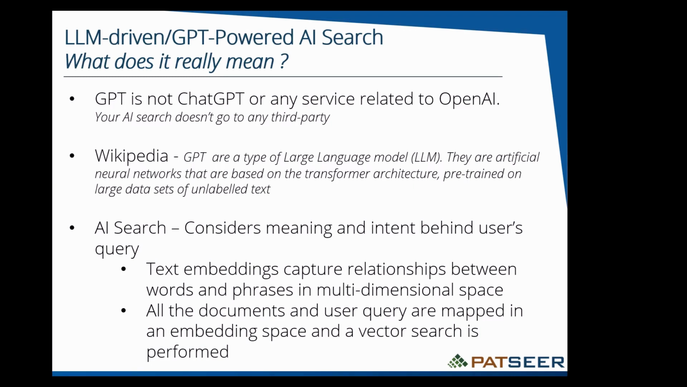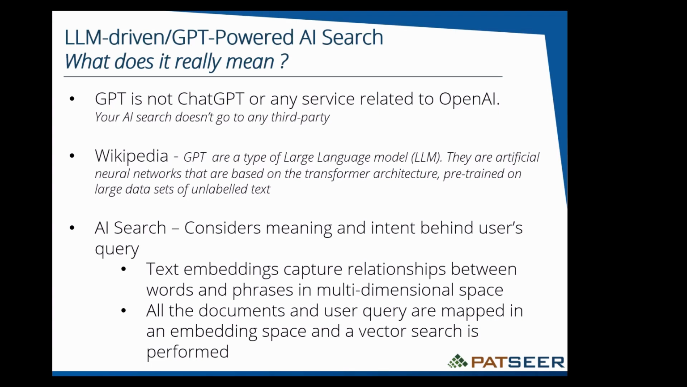How does the AI search differ from the previous two types of natural language searches that we had? The first and key difference between the new AI search and the previous one is that it considers the meaning and intent behind your query. This is what we call knowing the context of your query.